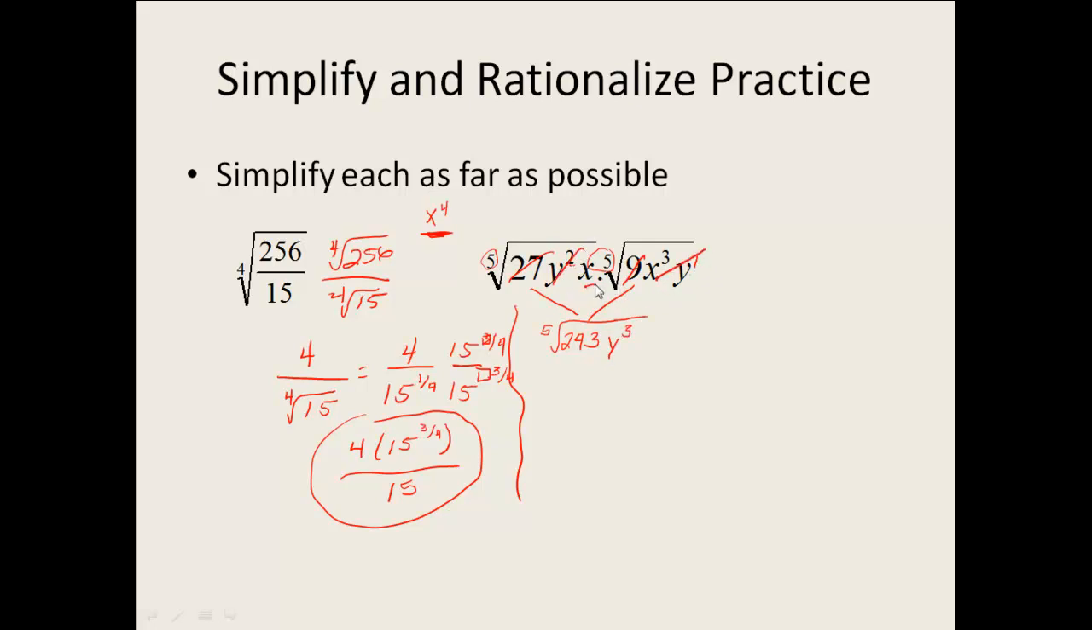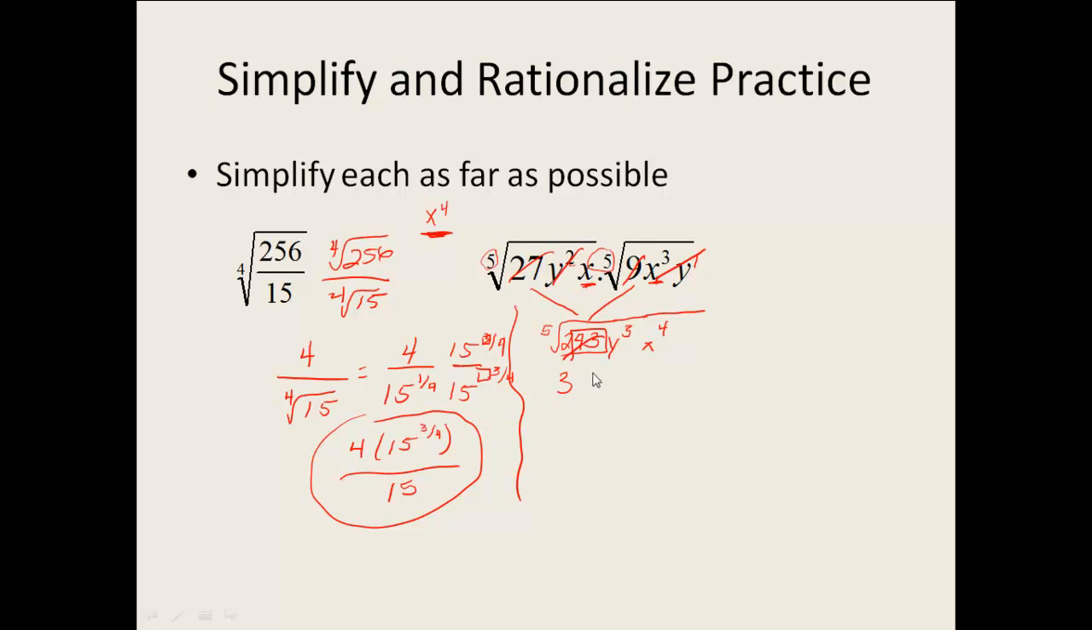And then my x's, I have 1 x here and 3 here. So I'm going to have x to the fourth. So when I put those back together, I have the fifth root of 243 y cubed x to the fourth. Now I'm going to go ahead and see if I can break any of that down. So the fifth root of 243. When I go look on my list, it's on there, and that piece turns into just a regular 3. So the fifth root of 243 is just 3.